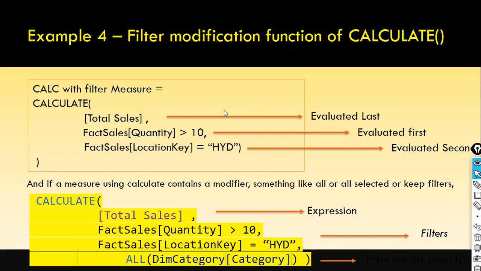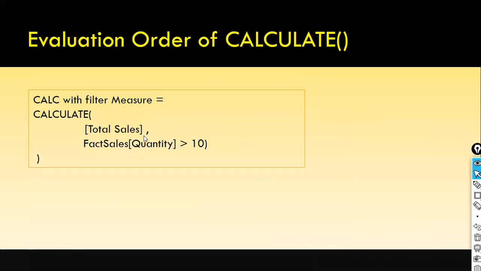Okay, so before that, look here. I just go back here. So in this case, we have the first argument as your expression. Total is a measure. You know very well we can use a measure in another measure. That is what we discussed in the last session also, right? So this measure, I used it in another measure. Again and again, I don't have to do sum of sales. I've used the measure. And here I use the Boolean filter expression.